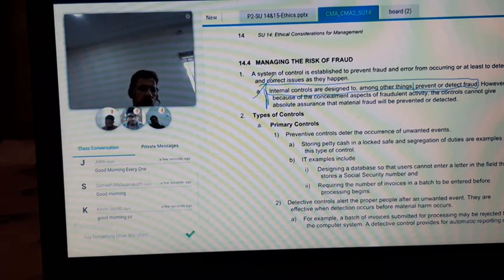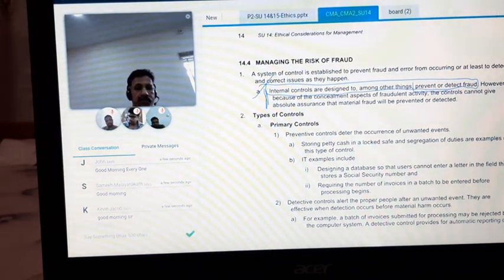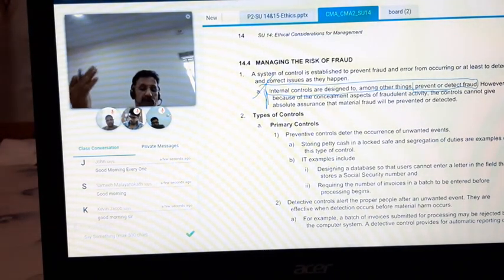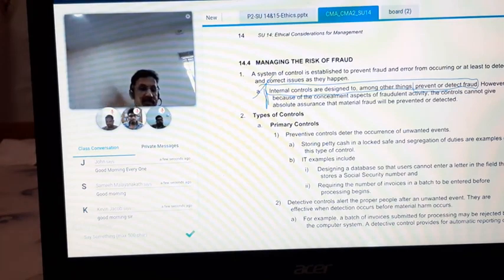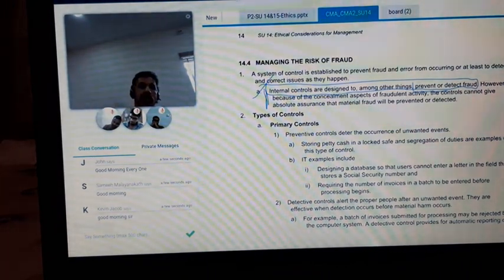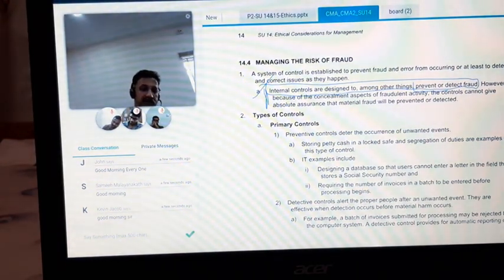So controls could be classified into primary and secondary, right? Primary controls could be categorized into preventive control, detective control, corrective control, and directive control. What is preventive control? Preventive controls deter the occurrence of unwanted outcomes or unwanted events before they happen.